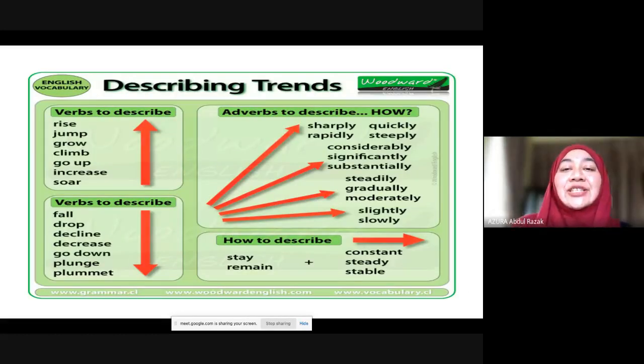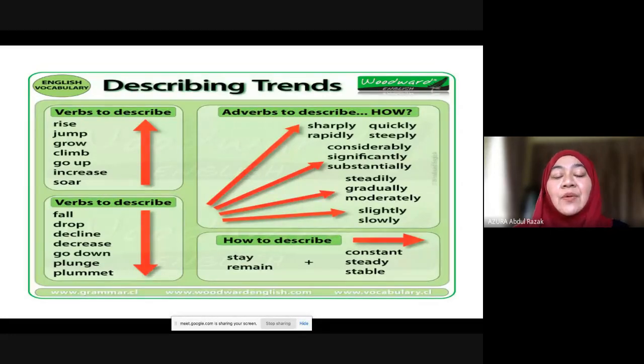Now let's discuss describing trends. All right, look at the verbs to describe. Okay, there's rise, jump, grow, climb, go up, increase, or soar. And there are verbs to describe a decline. All right, fall, drop, decline, decrease, go down, plunge, plummet.